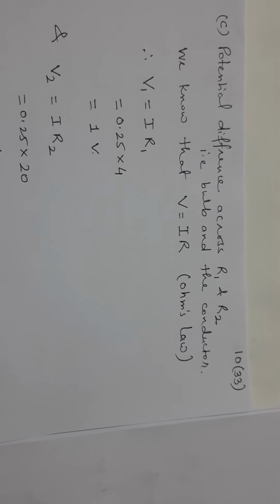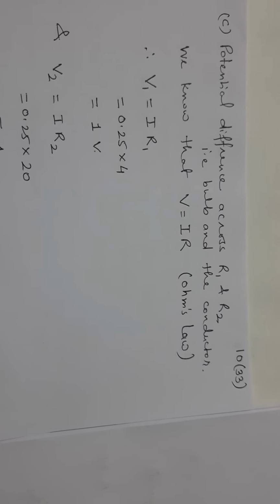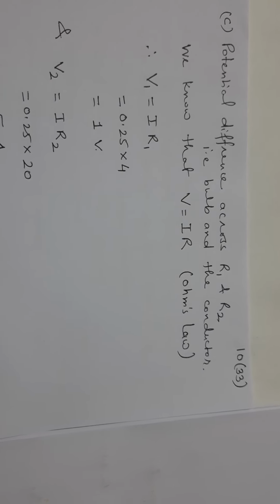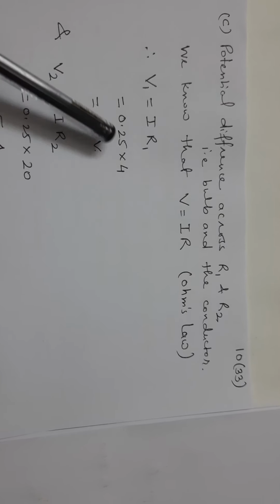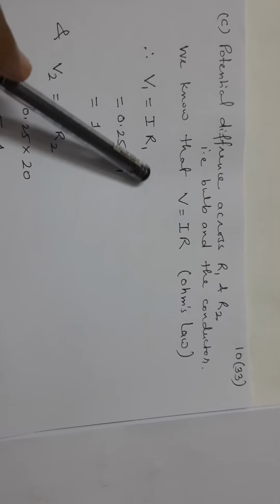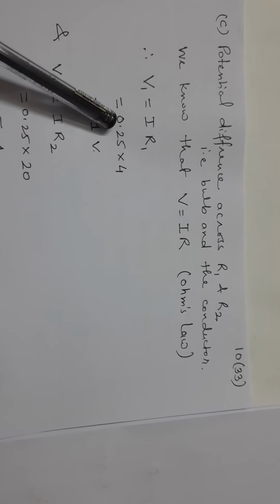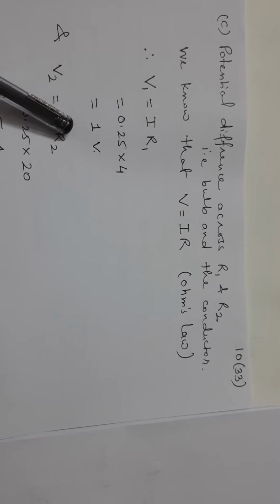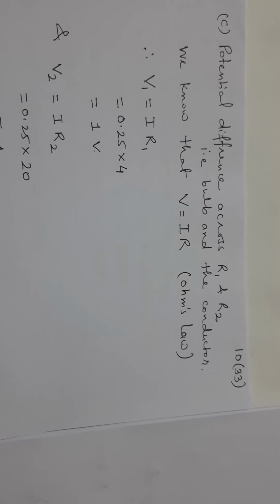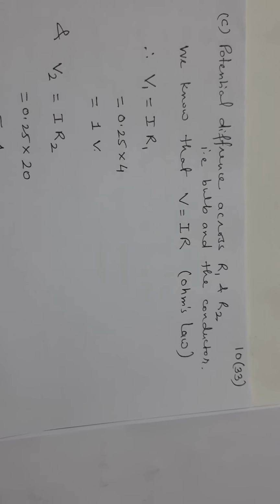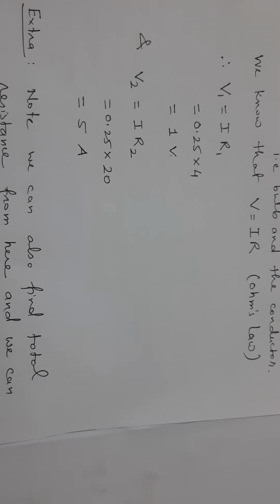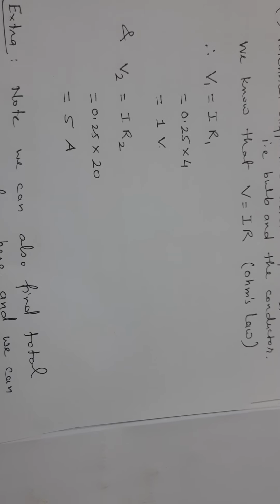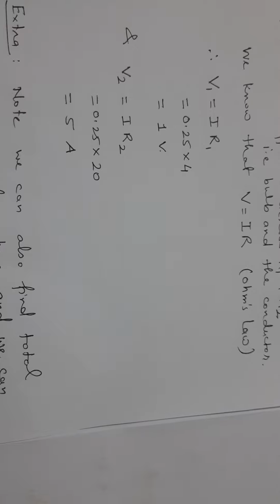Potential difference across R1 and R2, that is bulb and the conductor. We know that V is equal to IR, that is Ohm's law. So V1 is equal to IR1. So 0.25 into 4, because 4 is the resistance of that particular resistor 1. So 0.25 into 4, it will give us 1. Similarly, V2, that is IR2, that is 0.25 into 20. So 0.25 into 20 will come to 5 volt. So 5 volt is the potential difference across the resistor R2.